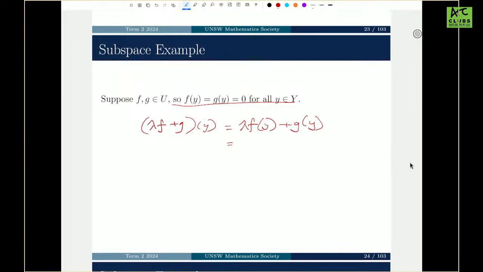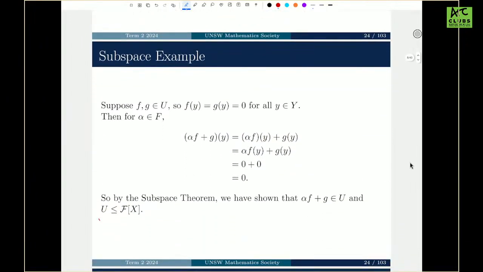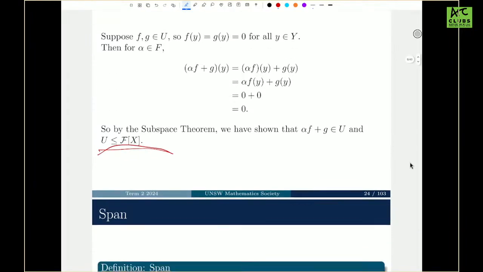Okay, equals lambda times 0 plus 0, because we have this, so that just equals 0. And that's all we need. Yeah, so by the subspace theorem, we have that U is a subspace of functions from x to the reals.